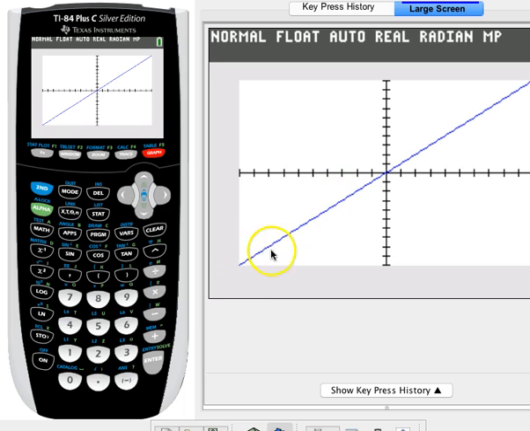So they might say has a slope of 1, because it does. Has a y-intercept at 0, is a line. There's lots of things it could say. They might say what quadrants the graph is in. So remember that when we talk about quadrants, it's 1, 2, 3, 4.